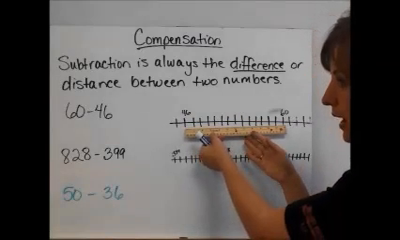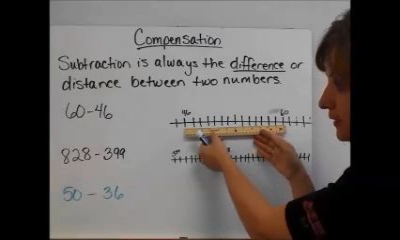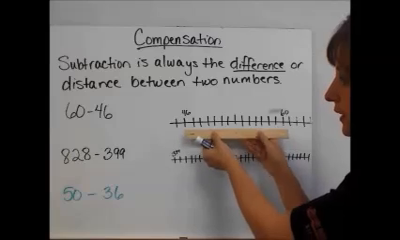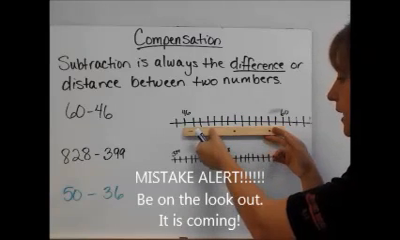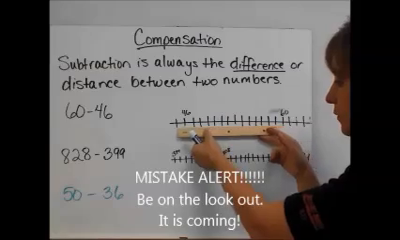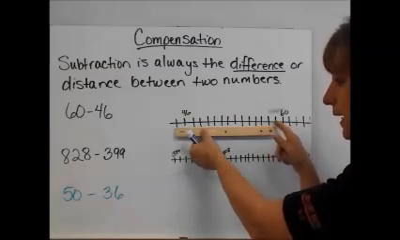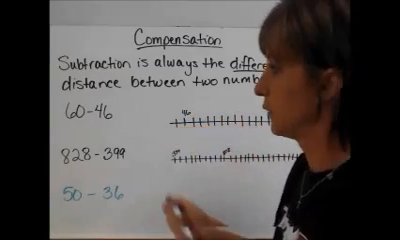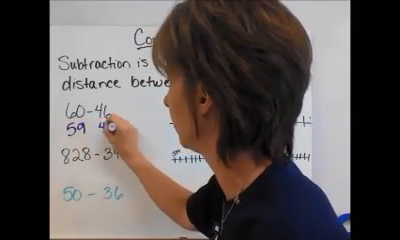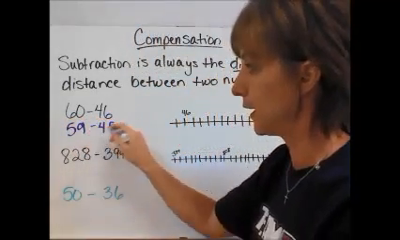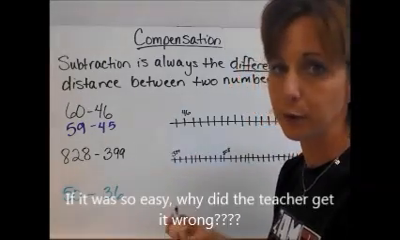Well, I could subtract and find the difference, but what I want you to understand is that the distance between 60 and 46 is the same as the distance between 59 and 45. So if we compare 60 and 46 to 59 and 45, 59 minus 45 is an easier problem to solve.